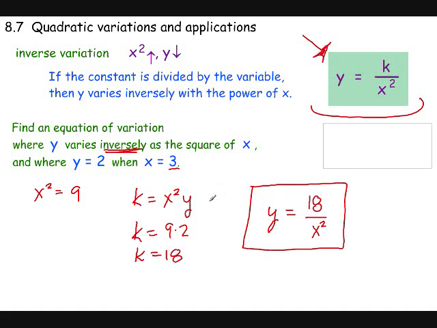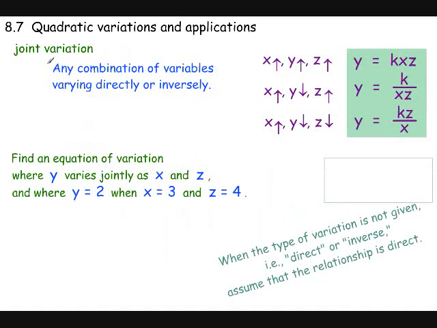When you do these, you have 2 steps. You must find what your constant is. Then, using the model, you write the equation with the value for k in it. You're not done until you complete that. Joint variation. This is any combination of variables. So they could be varying directly or inversely. And you can find both happening at the same time.